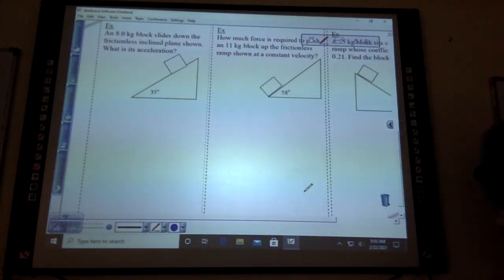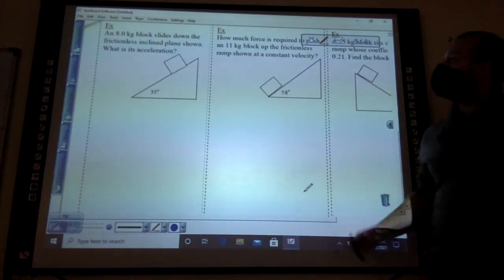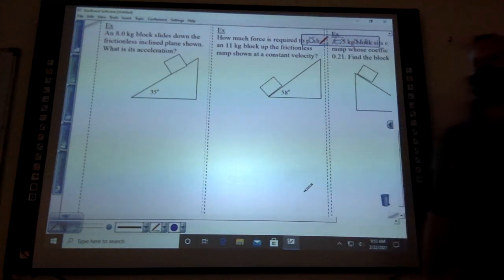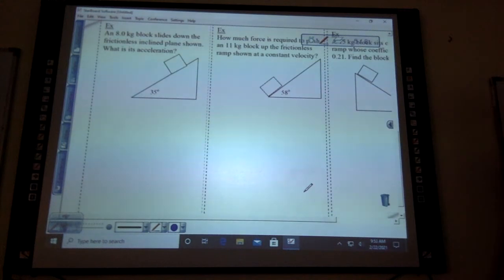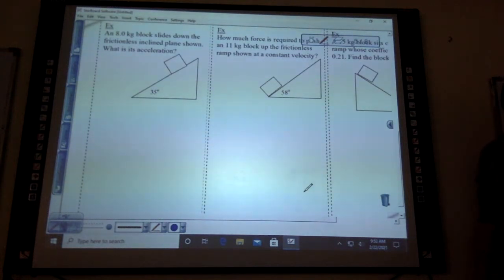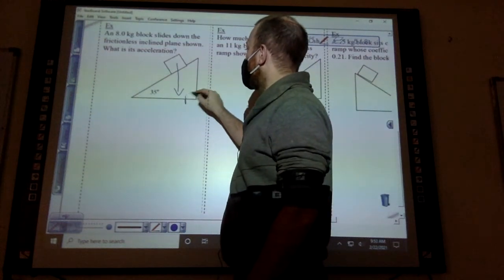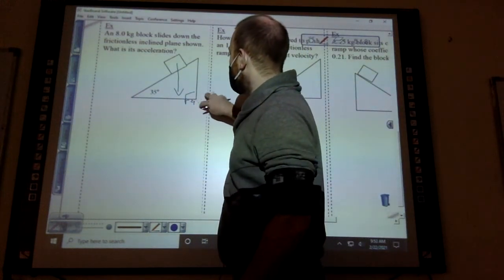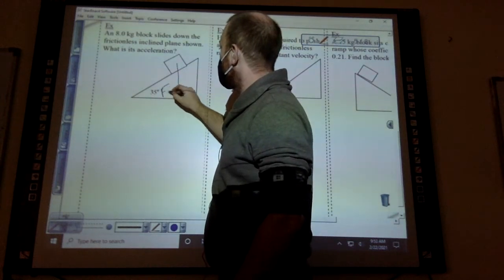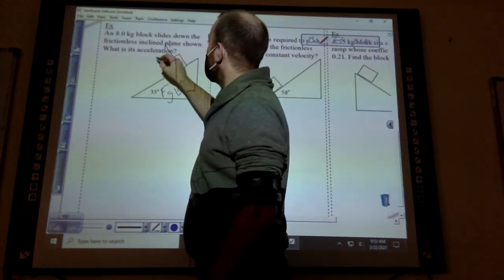So let's give some of these a try with actual numbers. I think I'll be good not zooming in. So we've got an 8 kilogram block sliding down a frictionless inclined plane. We want to know what is the acceleration. So as with last year with forces, drawing a free body diagram is the best start to what we're doing, because then you can see what's going on. So here, I'm going to draw it on this side. Here we got Fg. Here we've got our normal force.